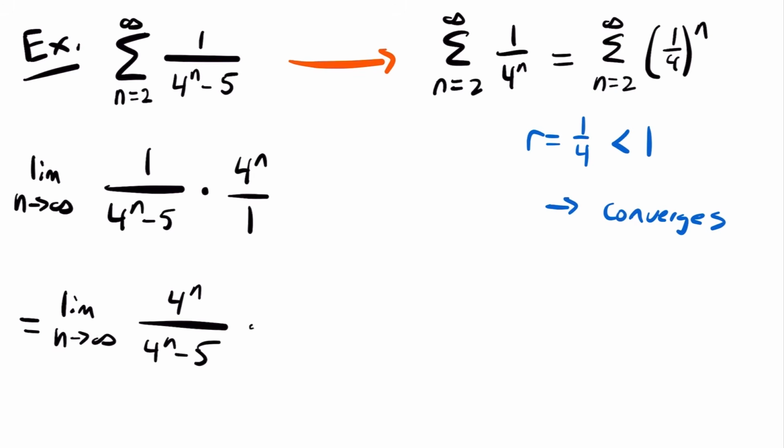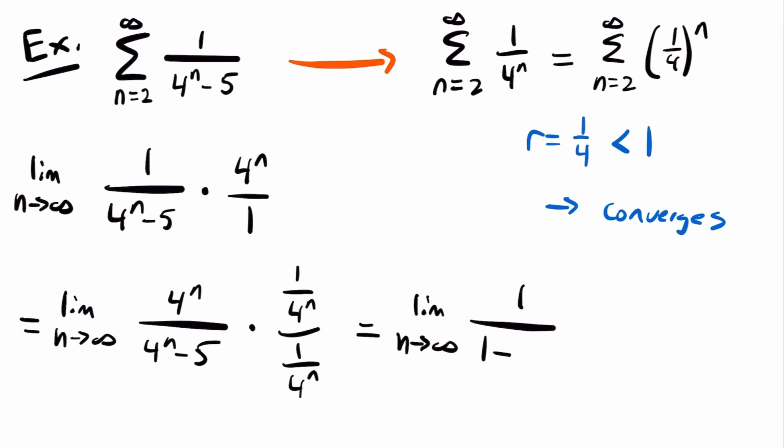What I'm going to do is multiply by a form of 1 divided by 4 to the power of n. Since I see that 4 to the power of n is in the numerator and denominator, multiplying by a form of 1 divided by 4 to the power of n is going to make this limit a whole lot easier to solve, right? If we do that, this is going to be equal to the limit as n approaches infinity of 1 divided by 1 minus 5 divided by 4 to the power of n.